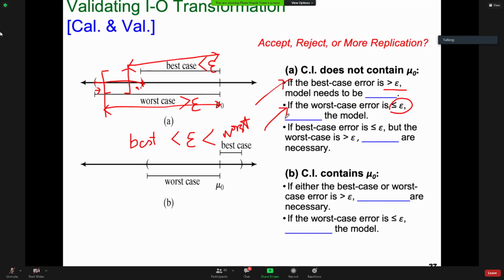If your confidence interval is too wide, the best error is very small and the worst error is very large, then you cannot conclude anything. This is the third case, you cannot conclude anything. So more verification makes the confidence width small so that you can reach either rejection or acceptance of your model. If you have a very wide estimation, it will be of no use. That's the point.